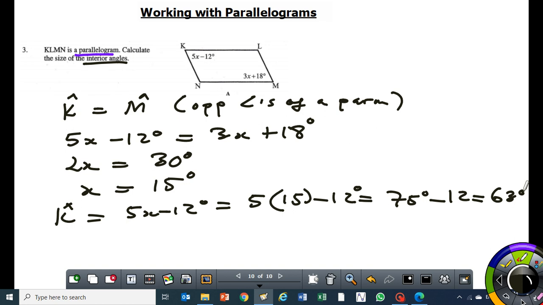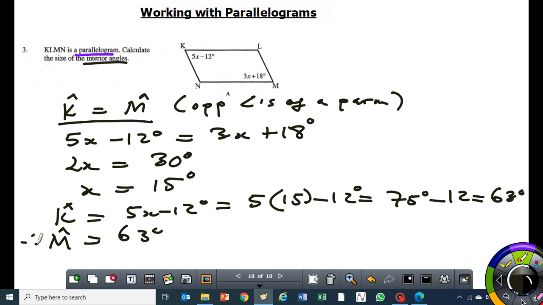Okay? Now, since angle K is 63, it means that angle M is also 63, because the opposite angles of a parallelogram are equal. So I've already written that angle K is equal to angle M. So here I can just write angle M is equal to 63 degrees, because I already wrote that statement. Or if you want, you can just say therefore angle M is equal to 63 degrees. Okay? Now we need to determine angle N and angle L.